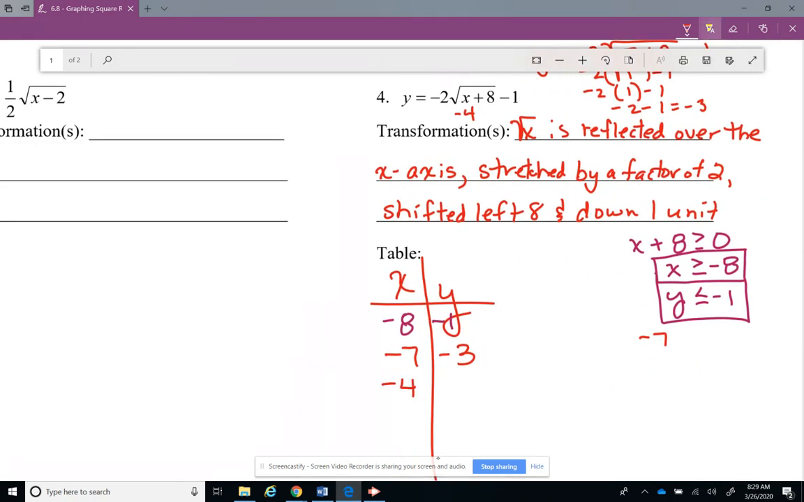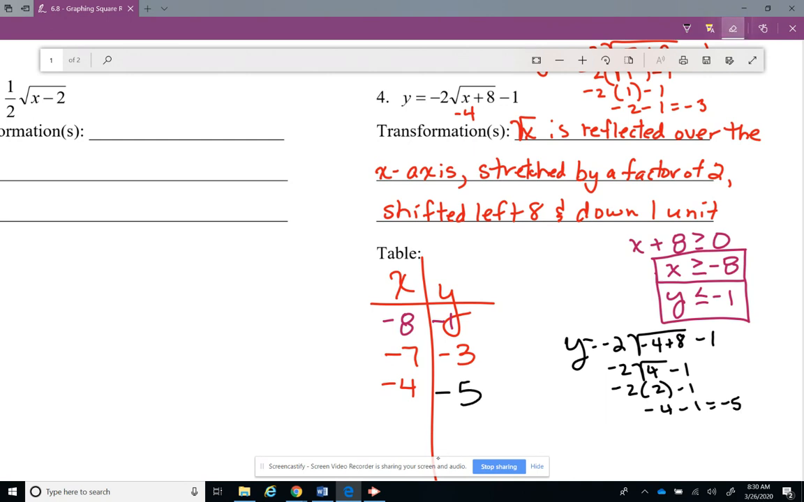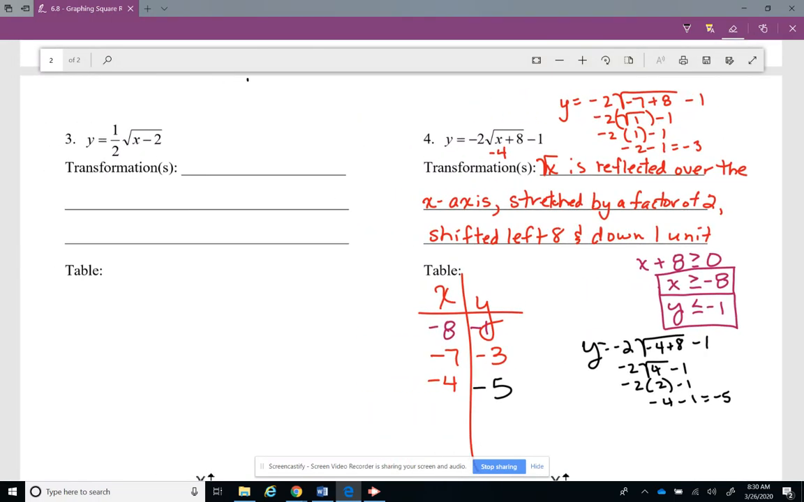All right, so we're going to do, I'll do this in black so you know where I'm at. Y equals negative 2, the square root of negative 4 plus 8 minus 1. So negative 2 times the square root of 4. The square root of 4 is 2. Negative 2 times 2 is negative 4. And negative 4 minus 1 is negative 5. Negative 4, negative 5. All right, let's see now what would be another number that is greater than or equal to negative 8 that we could plug in.